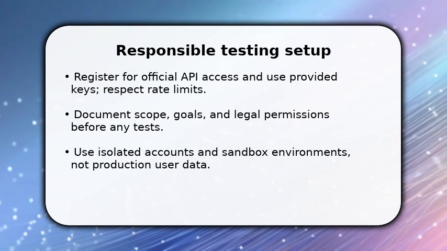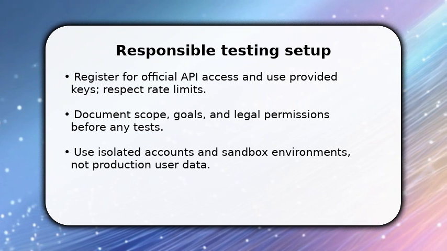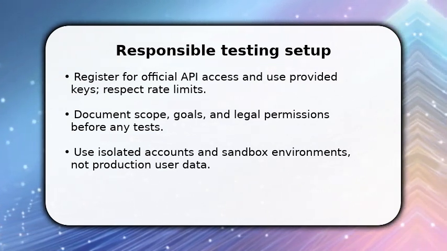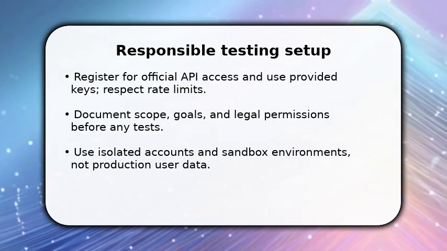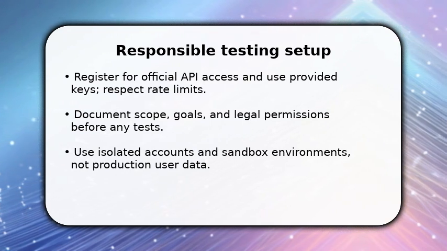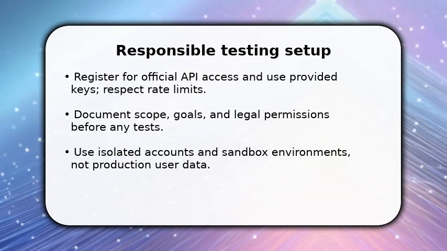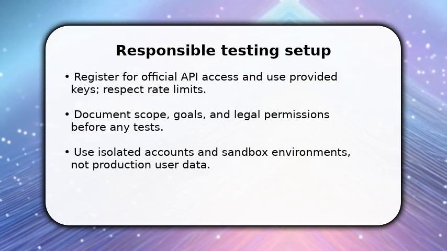Enjoy the video. You start by preparing a lawful, safe environment. Get authorized API access and confirm rate limits so you don't trigger blocks. Once done, write a concise test plan describing what you will probe and why, and obtain permission if you're testing systems you don't own. Make sure to use isolated accounts and synthetic data rather than real user information. This protects privacy and keeps your work ethical.